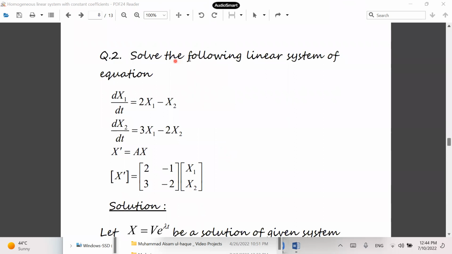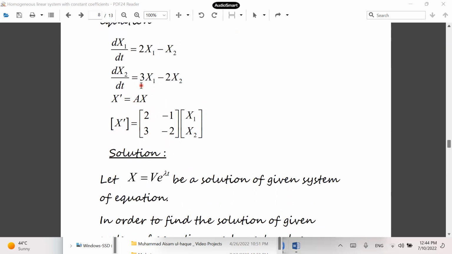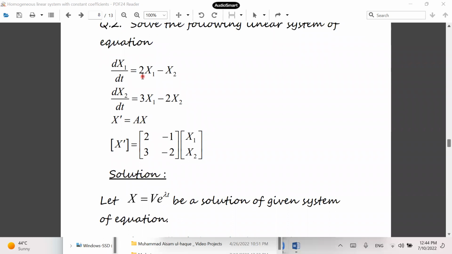Similarly, the second question is: solve the following linear system of equations. The question given is dx1/dt = 2x1 - x2, and dx2/dt = 3x1 - 2x2. And we have it in the form x' = Ax, where A is the matrix of these coefficients, 2, -1, 3, -2, and x is just x1 and x2.